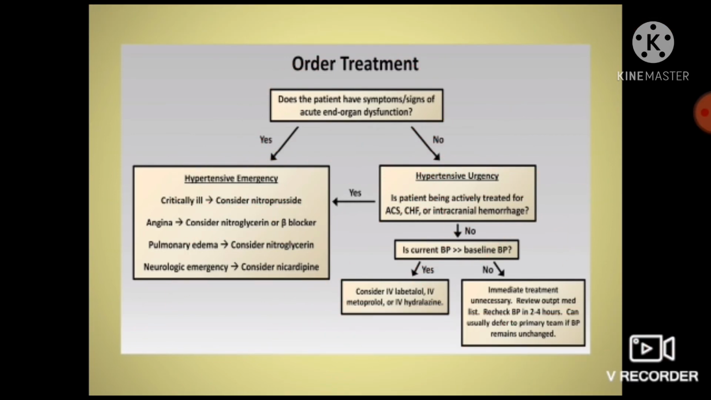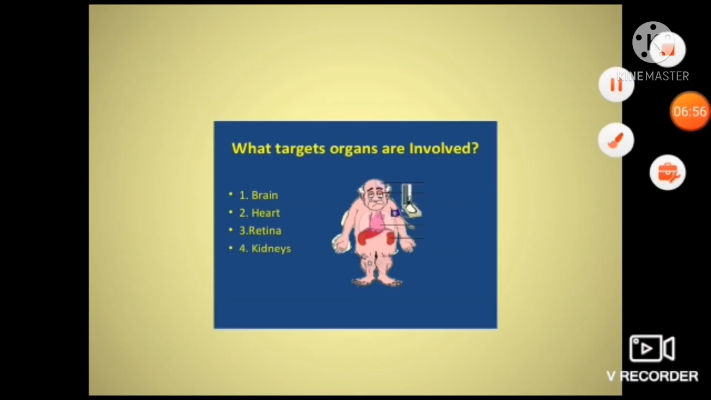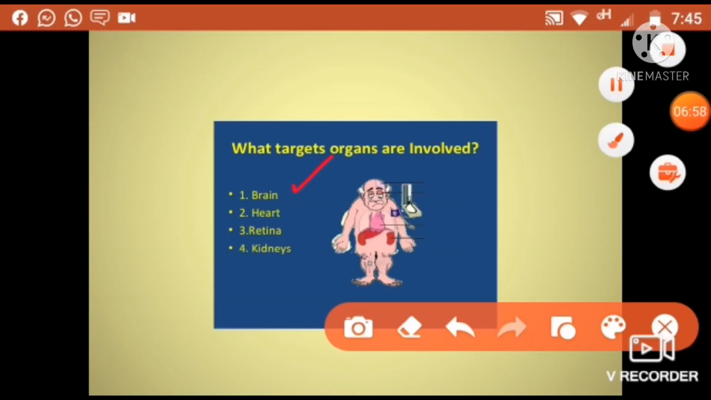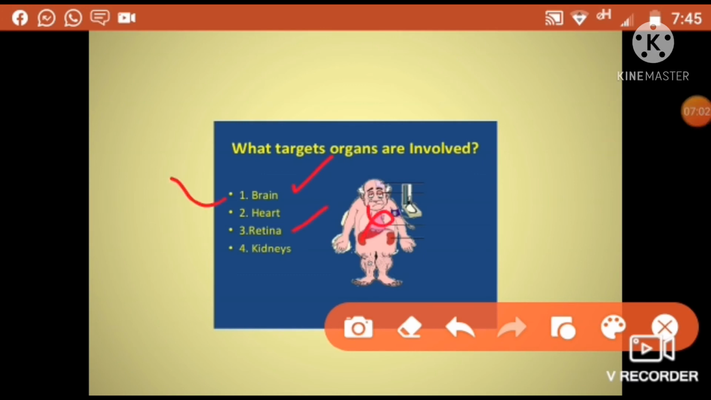What organs are targeted? The targeted organs involved are most probably, and especially, the brain, heart, retina, your eye, and your kidneys. You may be affected or get damaged in all these organs by hypertension.